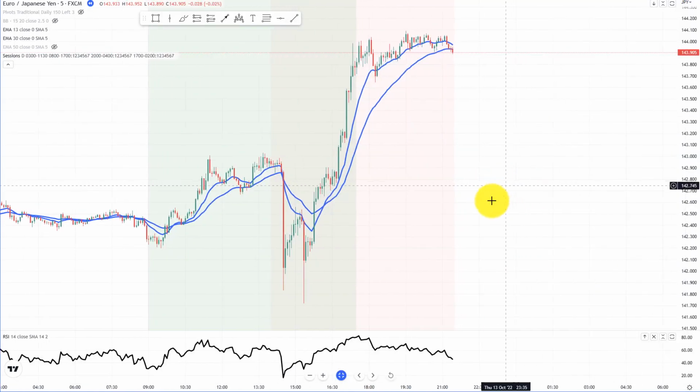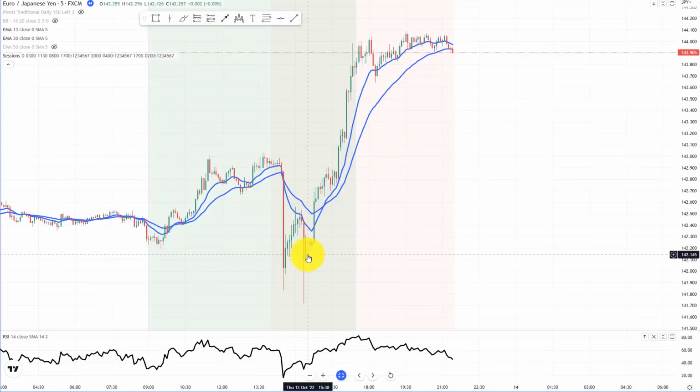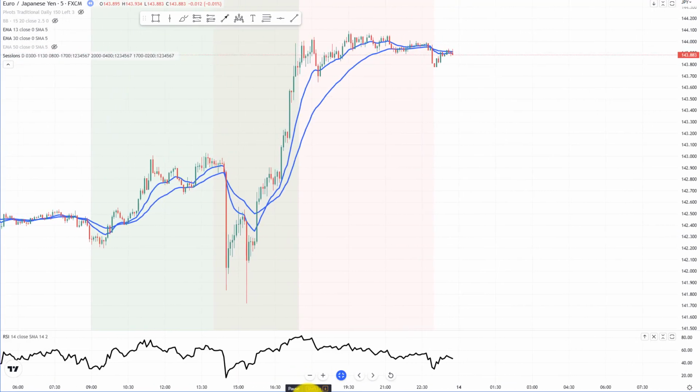So let's see. We are now at the 13th, so we have 2 weeks. So we started at the 1st of October. 2 weeks of trading, not too bad actually. Let's keep going. Wait for London Open.